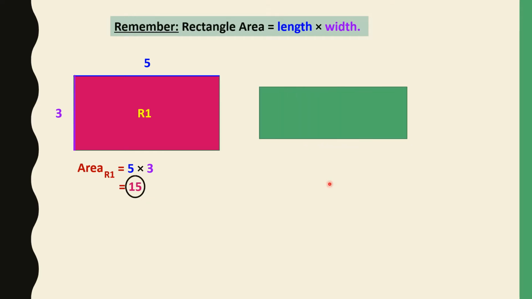units. Now we have a rectangle R2 of length small l and width small w. Area of rectangle R2 equals L times W, or we can write LW. If we have a multiplication operation, we can remove the multiplication sign.